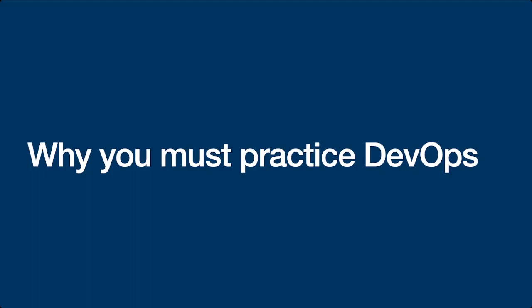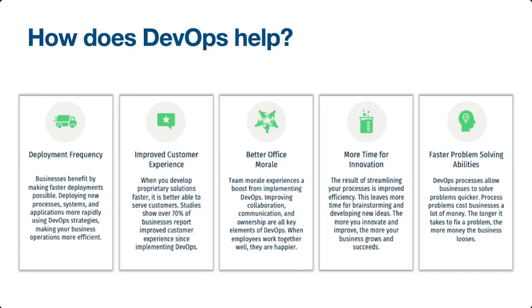So moving on to why you must practice DevOps. First of all, how does DevOps help? We've talked about a number of things that are reflected within the last part of this presentation, and the first thing here is deployment frequency. We know that businesses benefit by making faster deployments possible. Deploying new processes and systems and applications more rapidly is something that we do use in DevOps strategies, and that makes your business operations more efficient. We've talked about the efficiency and business parts of the solution quite a lot earlier on in the talk.